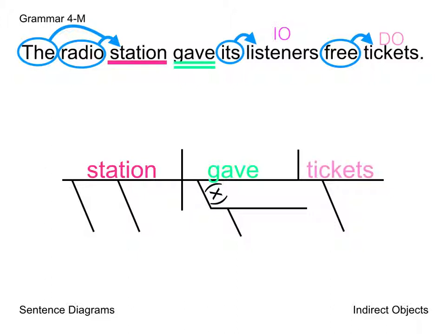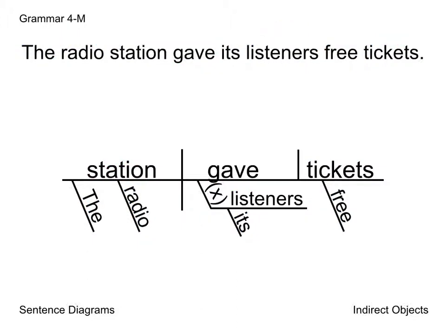And now we have our describing words, the, radio, to describe station. And now we're going to fill in our indirect object. Once again, we have our understood lack of preposition, and listeners is our indirect object. Its is describing listeners. And then free is describing tickets. And that's how you are going to diagram a sentence with an indirect object.